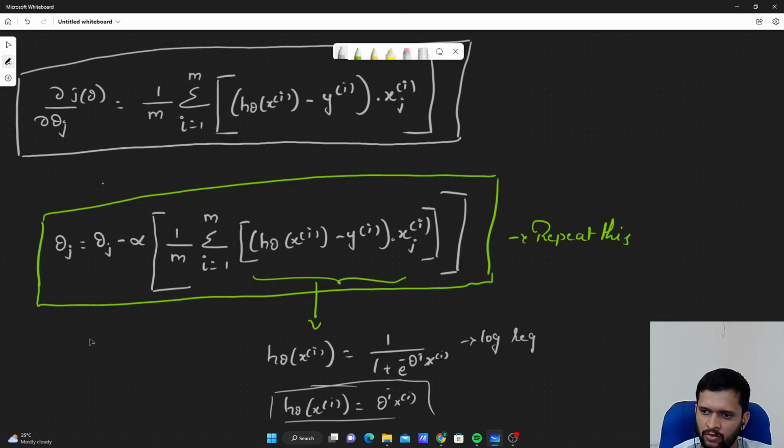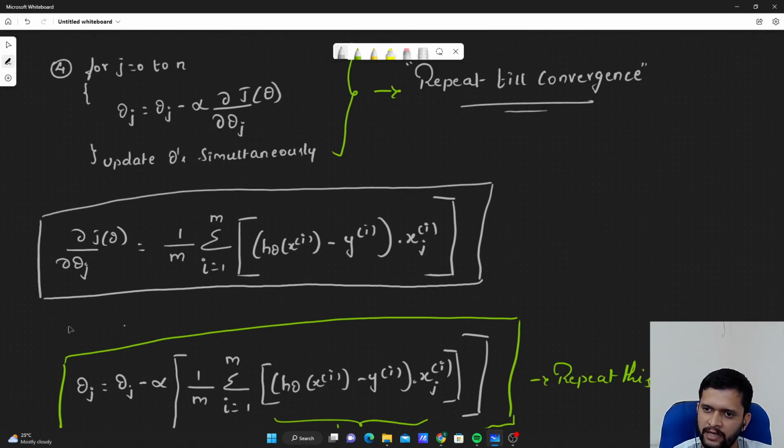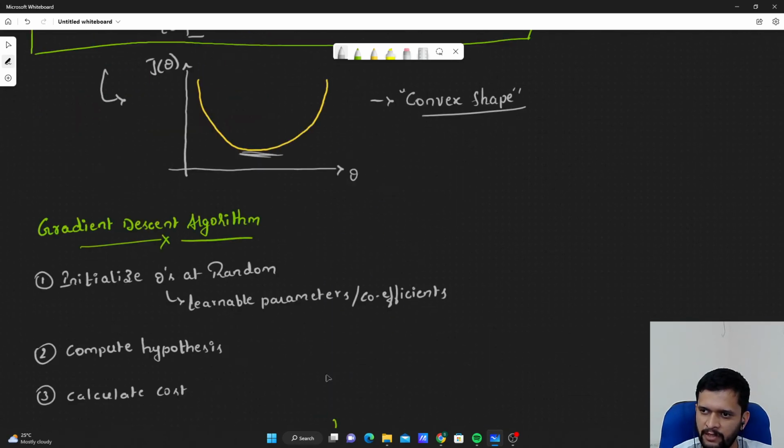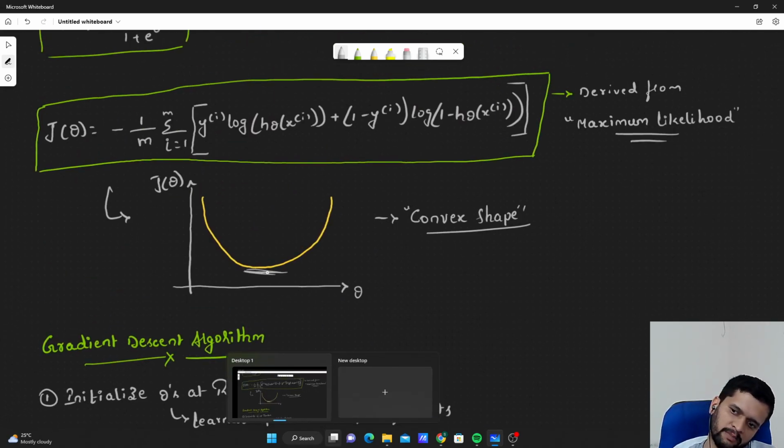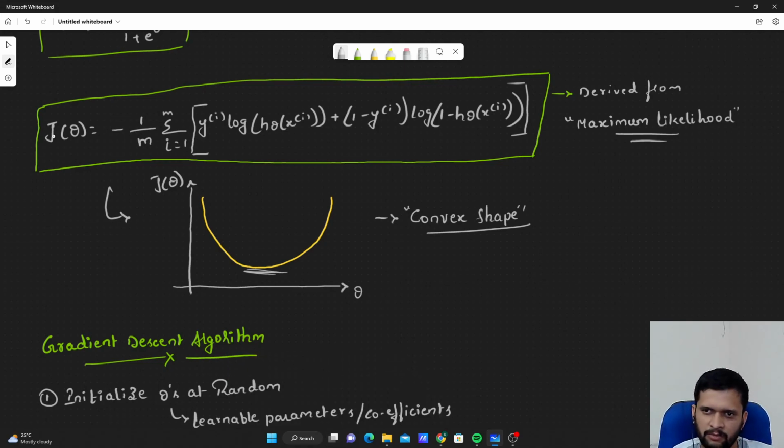In the same way that we apply gradient descent to move the parameters either left or right, based on the slope of the line at the particular point of initialization of theta, we do the same with logistic regression as well, until we converge at this particular point. So that's it for this video.